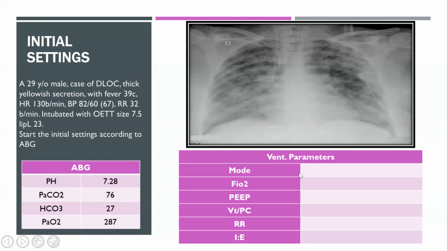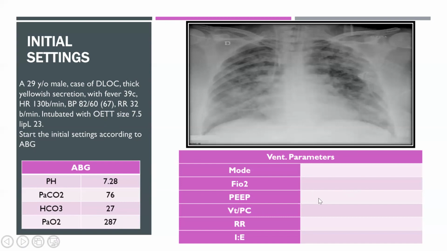That means here, how do we choose the mode? As I told you, PRVC is a safe mode because I can control the pressure with guaranteed volume. So, as initial setting, I encourage to use PRVC. FiO2, this was taken on 100% because he was bagged by the EMS. That means it was on 100, so why not make it 60 or 65 and then go down gradually depending on the saturation and the next ABG.